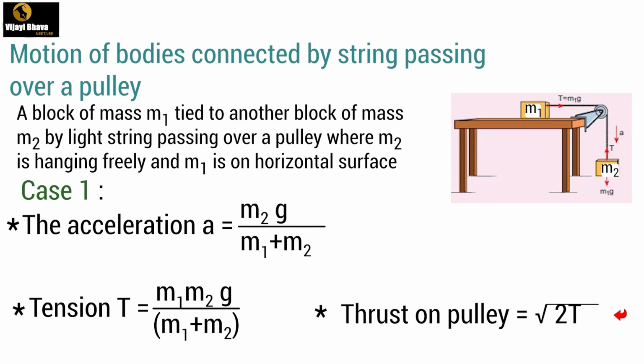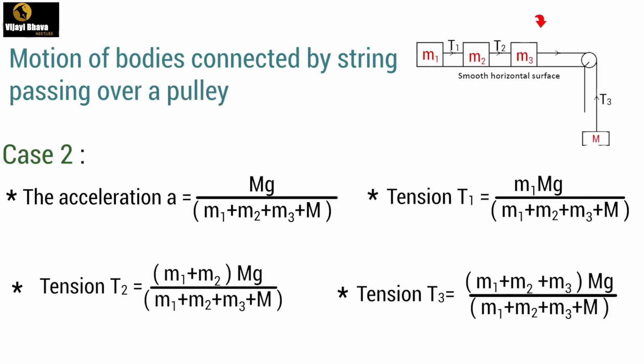and thrust on the pulley is square root of 2 T. Let us study another case wherein three bodies of masses m1, m2 and m3 are connected by a pulley like this.